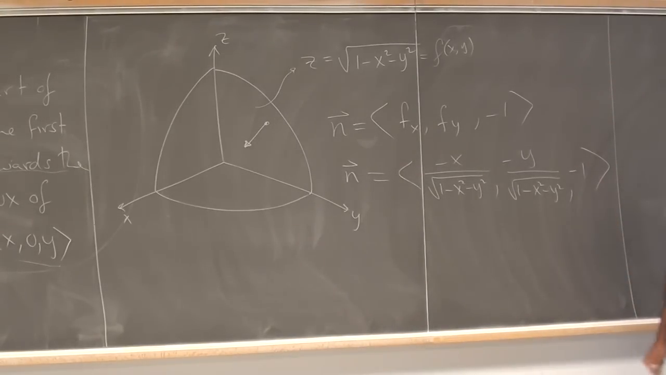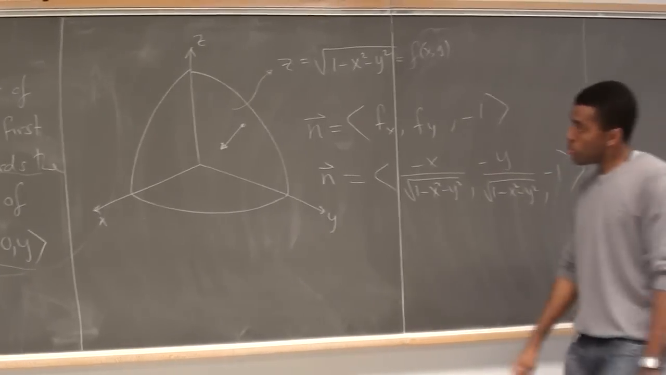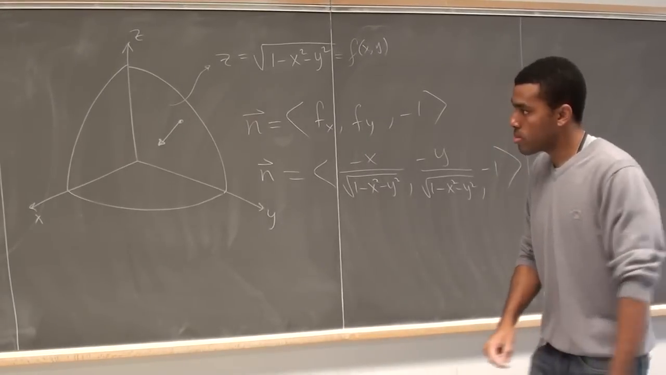So that's my normal vector, right? I didn't have to go through that whole thing. If you look back at when we did the first example, how long it took us to get to the normal vector. This is a much nicer way. So now what do we do?